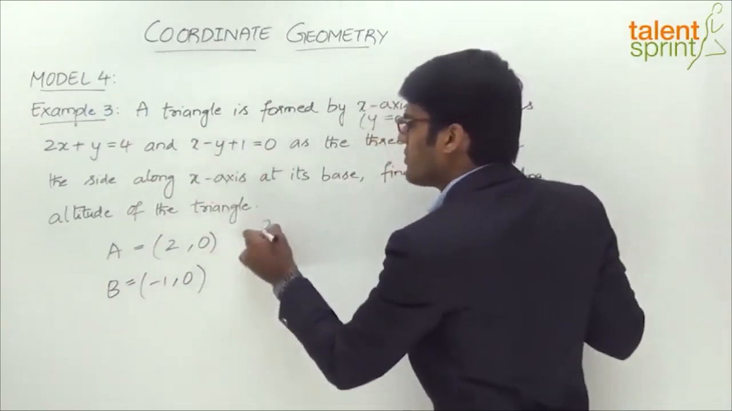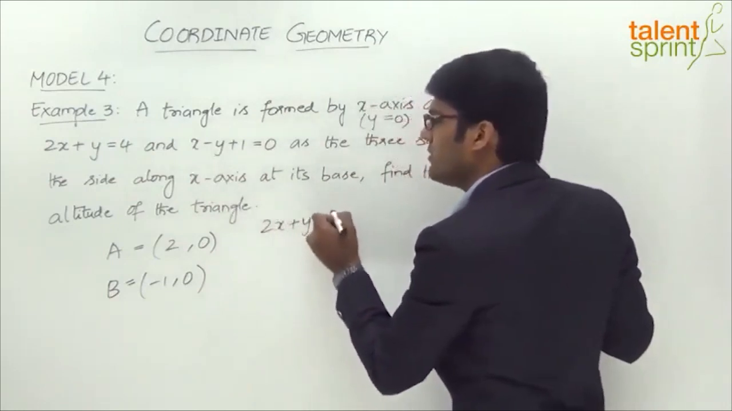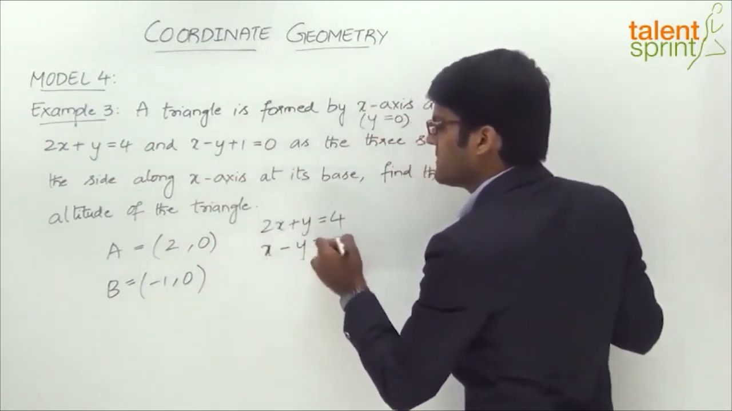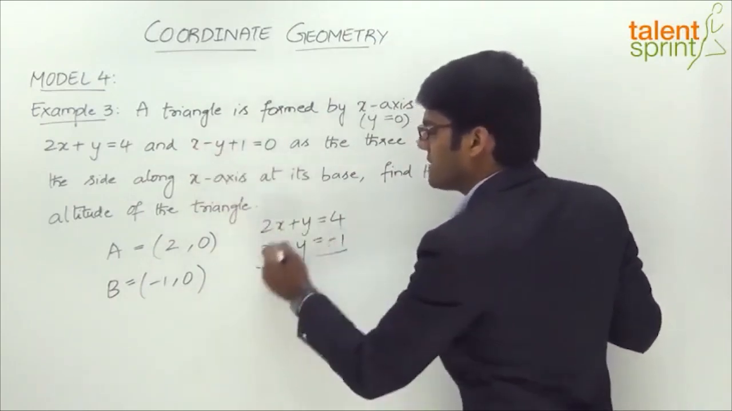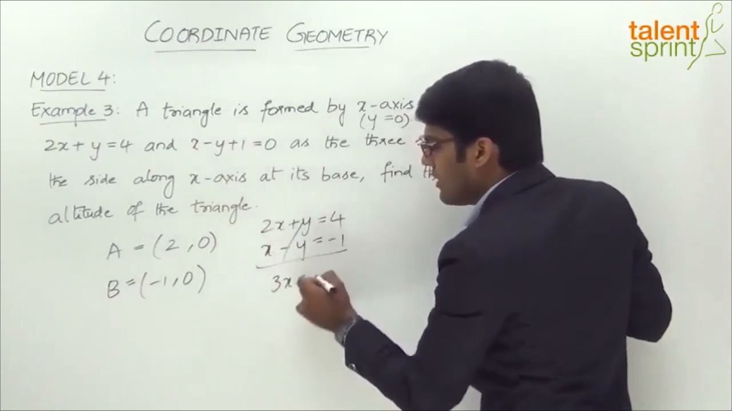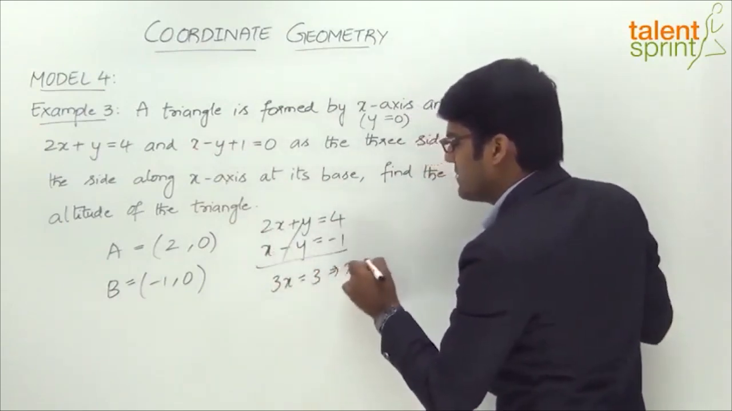2x plus y equals 4, and x minus y equals minus 1. So solve: plus y and minus y get cancelled. We say 3x equals 3, which implies x equals 1.